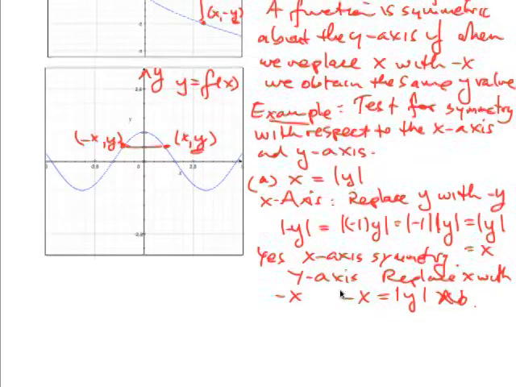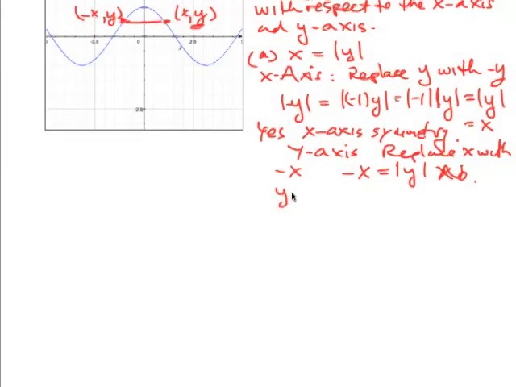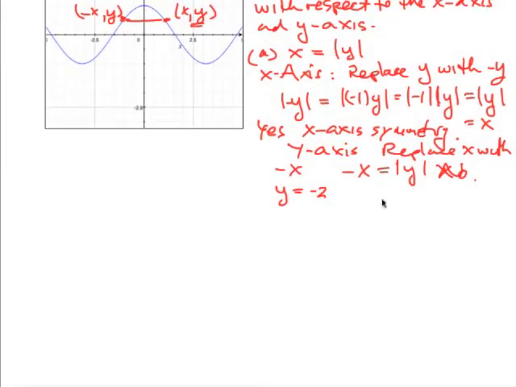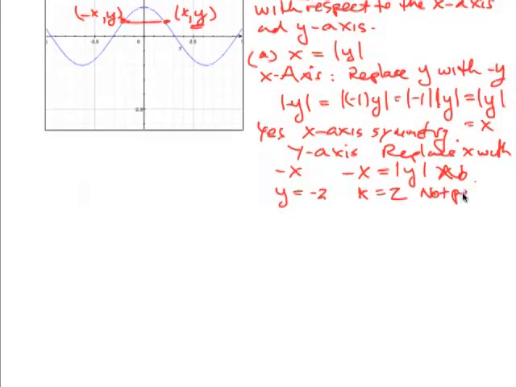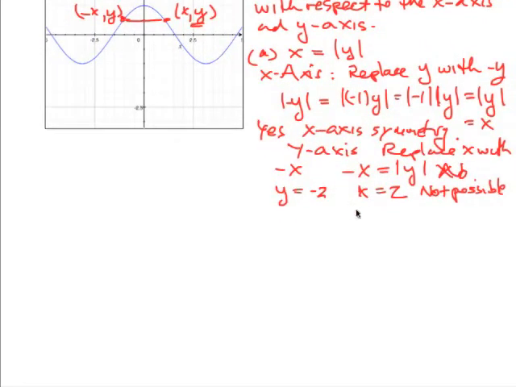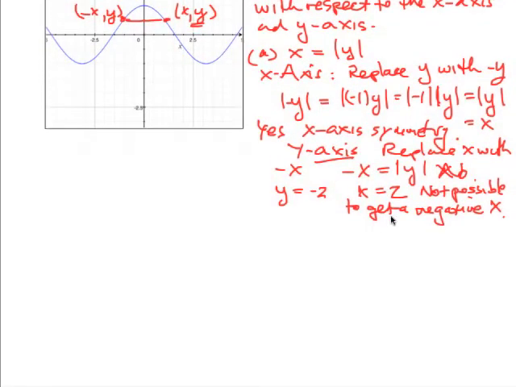What is a value here? Let's suppose I take y as negative 2. Then x would be 2, right? Is it possible to get a negative x? No, it's not, because the absolute value always makes it positive. All right, so that's how we do that. So we don't have any y-axis symmetry.